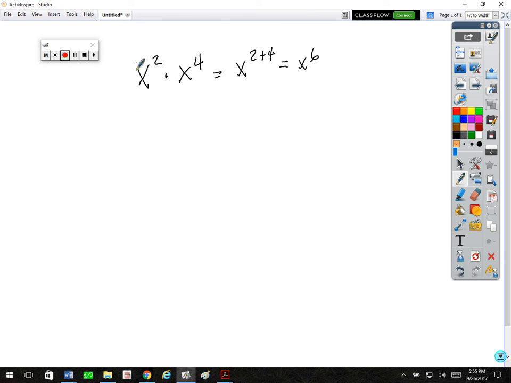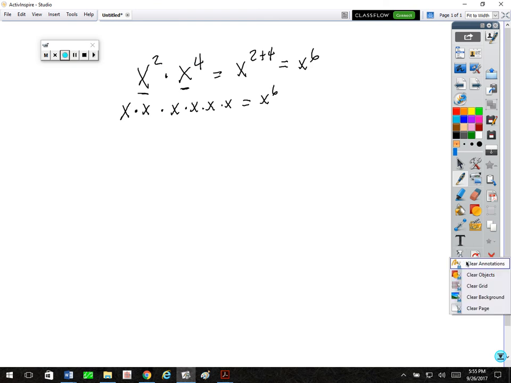So just to help you remember, this looks kind of funny because it says we're multiplying, but we actually added. But if you look over here, if I write x to the 2nd power, if I spread that out, that means x times x. Then we have x to the 4th power, which is x times x times x times x. Well, if I start counting, 1, 2, 3, 4, 5, 6. So I have 6 x's, so x to the 6th power. So all you're doing is, if it's the same base, you're just going to add your exponents.